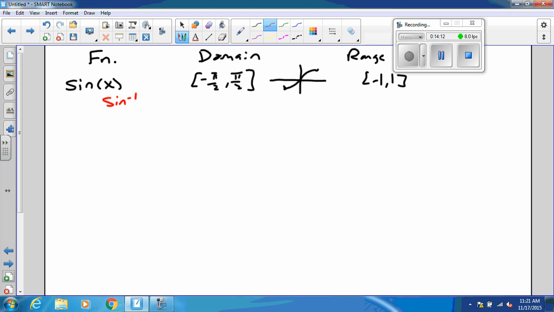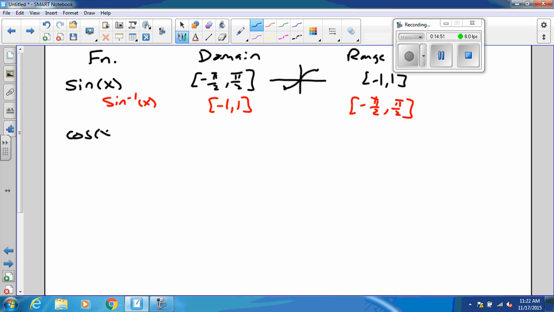When I invert that function, inverse sine, then I'm going to swap domain and range, because all of the y values for sine now become x values for inverse sine, and all of the x values for sine now become y values for inverse sine. So inverse sine is going to take a number between negative 1 and 1, and it's going to spit back an angle between negative pi over 2 and pi over 2. Does this make sense to everybody?